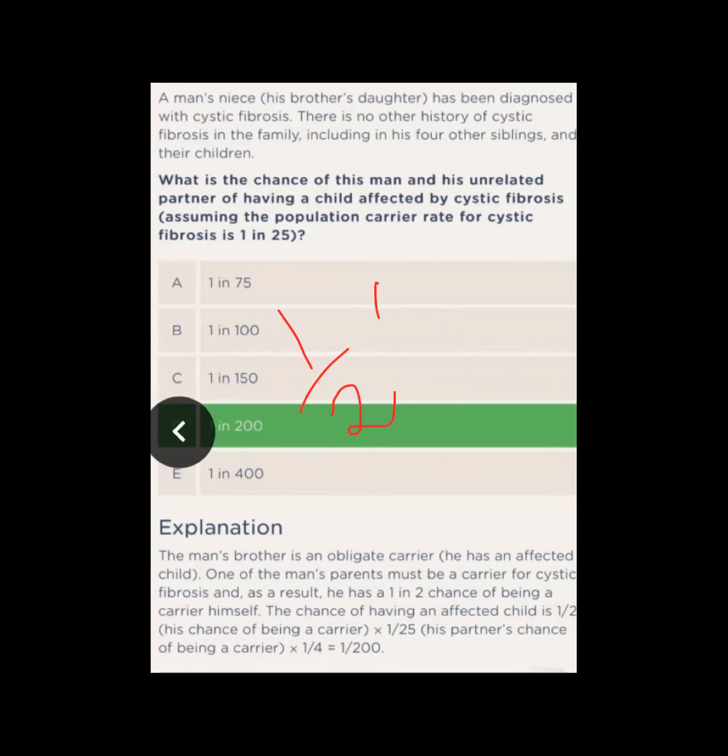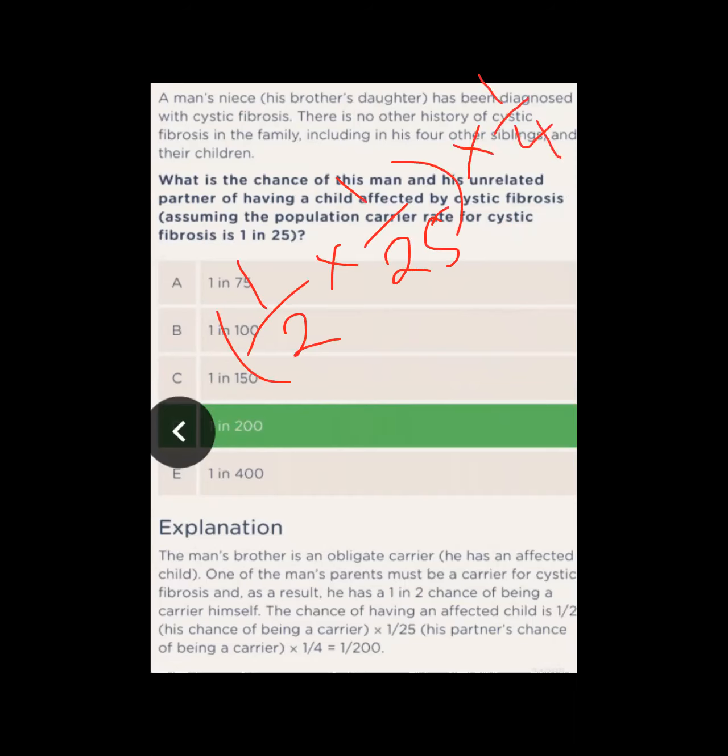If I have an affected niece or nephew, the chance is 1/2. This is from the genetic risk calculation we know. So the chance of this man being a carrier is 1/2, and his partner's chance is 1/25, because the partner is unaffected and has a population risk. And if both are carriers, then the chance of an affected child is 1/4.